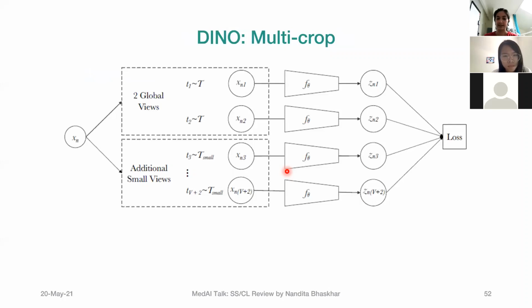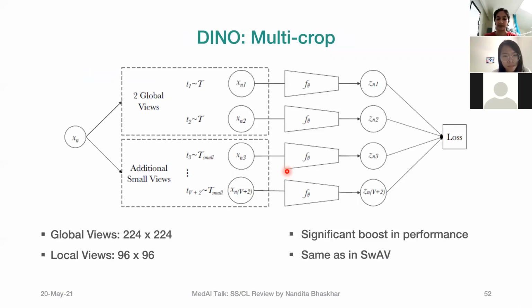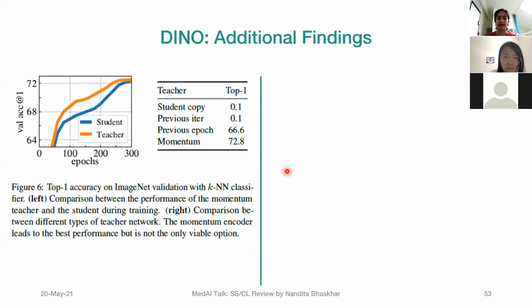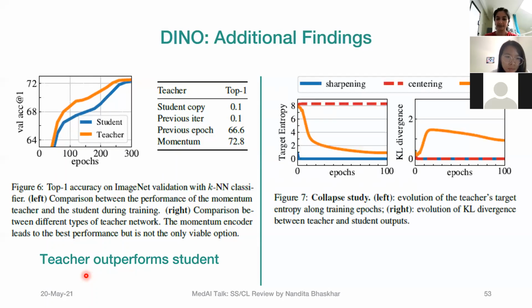And again, they use the multi-crop technique from SwAV with the same setting. Some additional findings that they saw were that the teacher network actually outperforms the student, so it's more useful to take representations from the teacher rather than the student. And this ablation study is pretty cool, where they analyze the effect of sharpening versus centering, and show that this phenomenon is what prevents the collapse from happening.